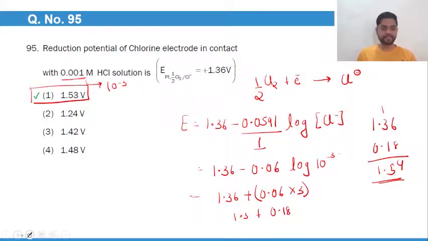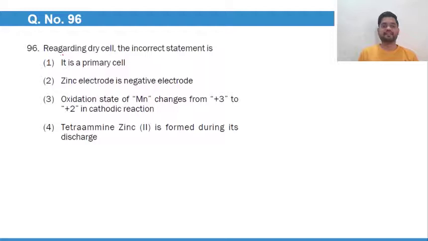Question 96. Regarding the dry cell, the incorrect statement is: it is a primary cell. This is true. Zinc electrode is the negative electrode. This is true. Oxidation state of Mn changes from +3 to +2. I don't think so. What I remember is it changes from +4 to +3. So this will be the incorrect statement. Tetraamine zinc 2 is formed during the discharge, and that is also true. So the only option remaining is 96, option number 3.